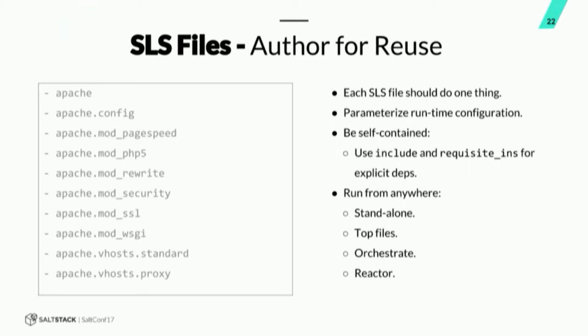All right. In order to author states for reuse, it's a good idea that each SLS file should do one thing and should do it well, right? The less an individual SLS file does by itself, the more you can use it in other contexts. So you can call it from state.sls. You can include it in a high state run. You can call it from orchestrate. You can call it from the reactor or that sort of thing. And so the less it does, the better for reuse. And yeah, that's reuse in different contexts. And we're going to circle back to this when we talk about orchestrate.